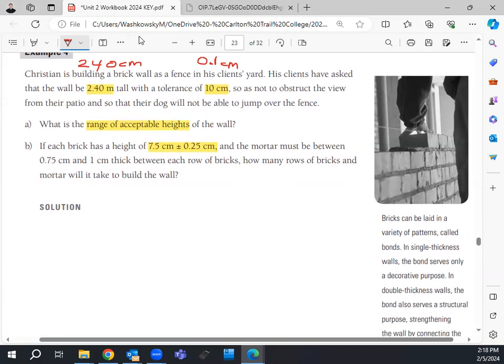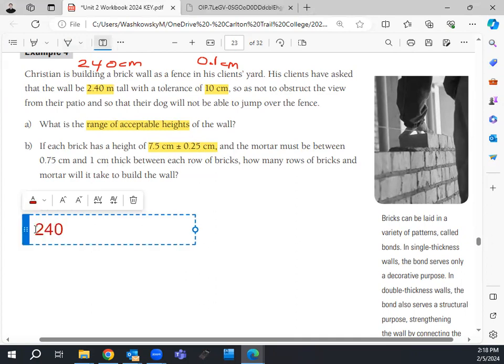So let's do A here. They've asked for the wall to be 2.40 meters, right? That's their goal in this case. But they've said that, hey, you can have a tolerance. It can be a little bit shorter, it can be a little bit taller than that. So that 2.40 meters is actually our nominal value.